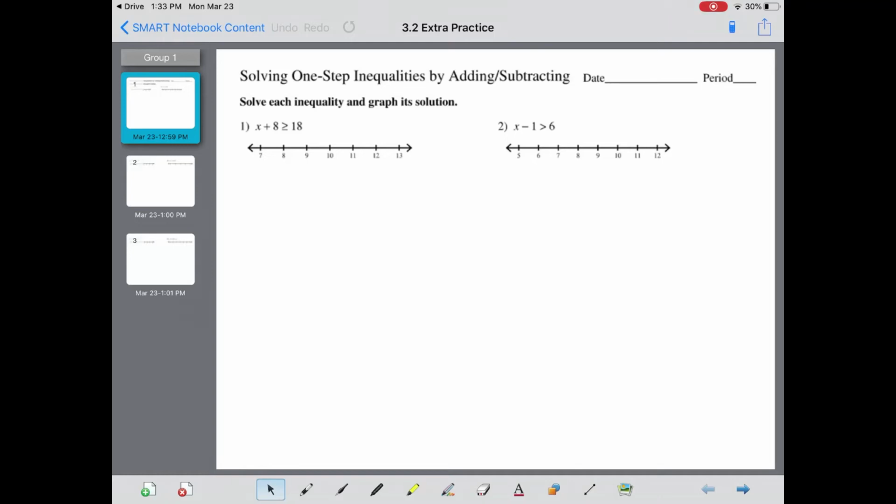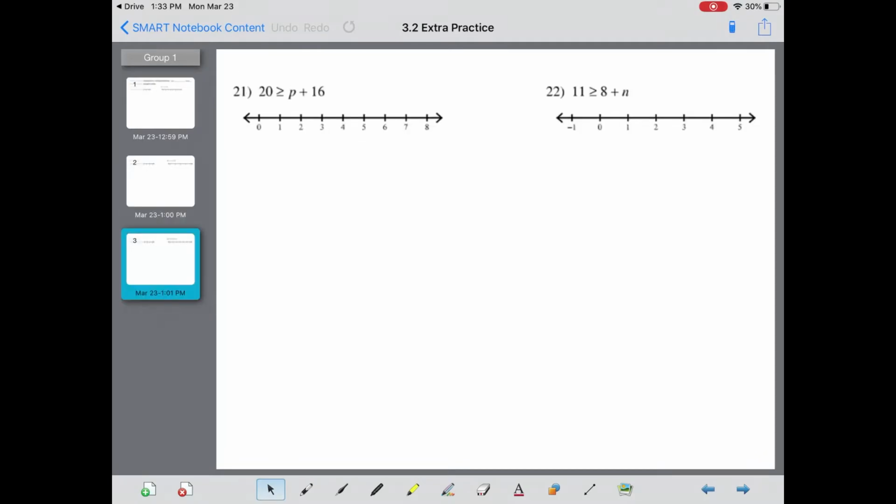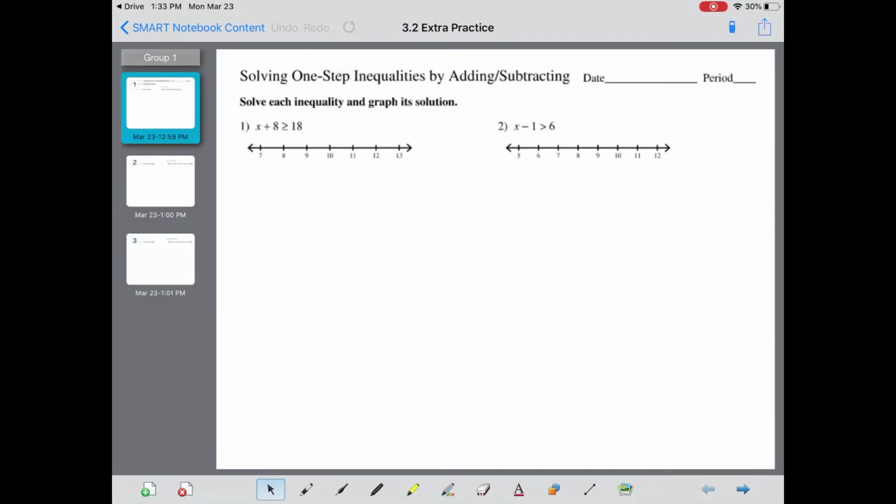Okay, everybody, this is 3.2 extra practice. I'm going to show you several examples throughout this worksheet, and I'm going to leave the rest to you. If you have any questions, feel free to email me, call the Google Voice number with any questions you may have.